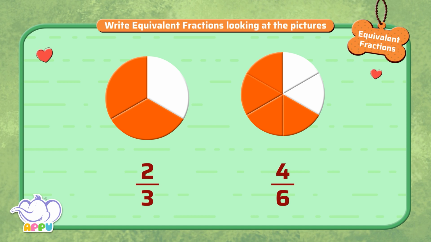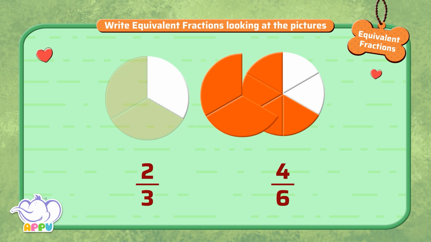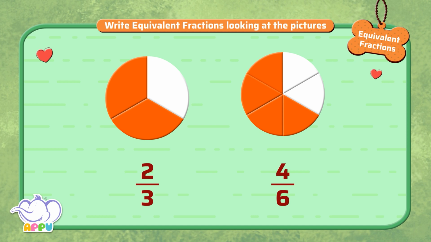Shaded parts 2 by 3 and 4 by 6 are same. So 2 by 3 is equal to 4 by 6. Great!